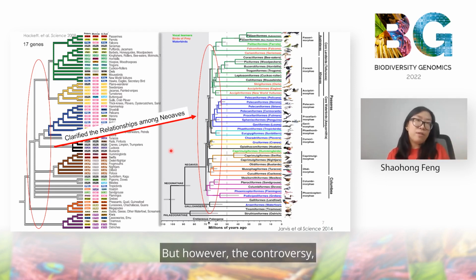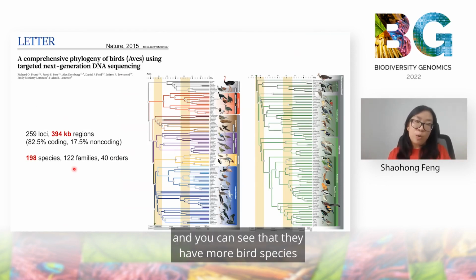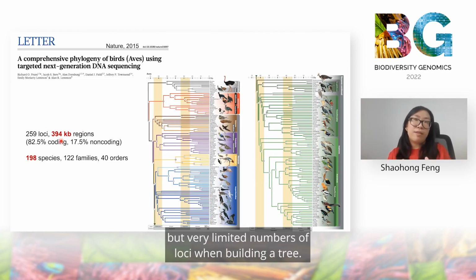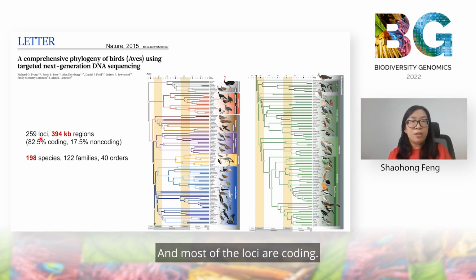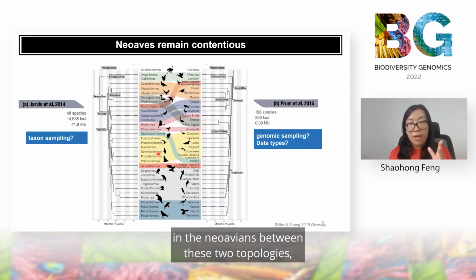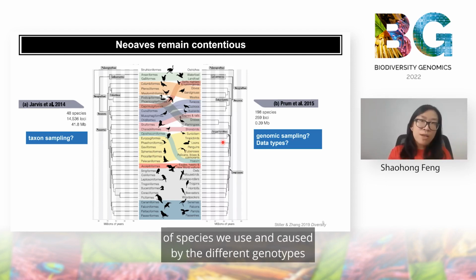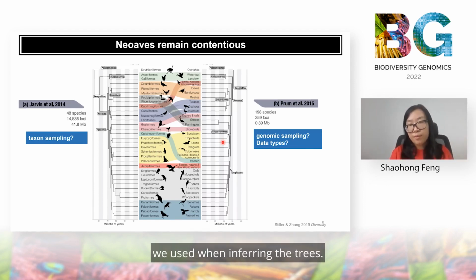However, the controversy, especially in the Neoaves, still remains. This is a paper published in Nature, and you can see that they have more bird species, but a very limited number of loci when building the tree, and most of the loci are coding. So here you can see the difference in the Neoaves between these two topologies. Such differences can be caused by the number of species we use and by the different genotypes we used when inferring the trees.